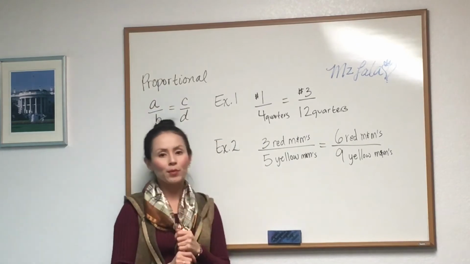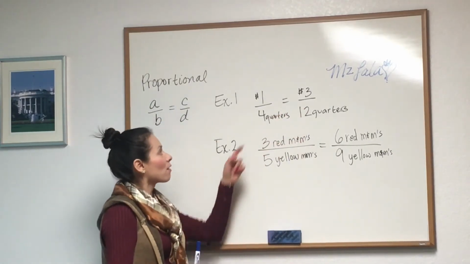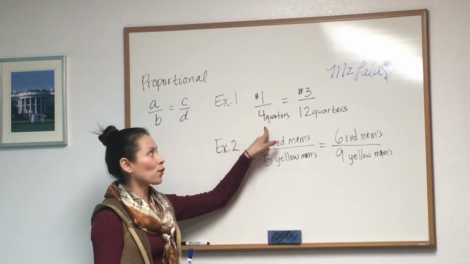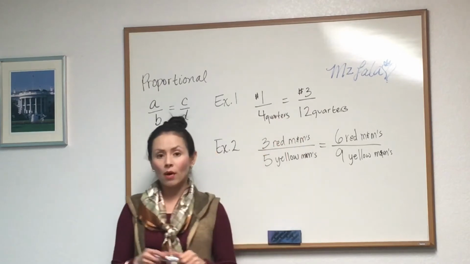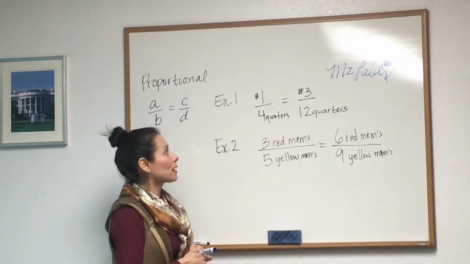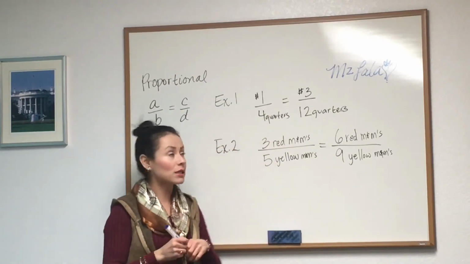So let's look at example number 1 and determine, is this proportional? So we have $1 is to 4 quarters. Does that equal $3 to 12 quarters? So how can we check if these are equivalent fractions? They must equal each other.